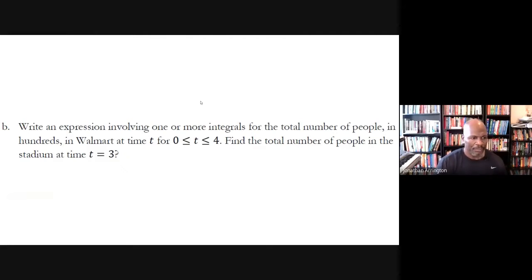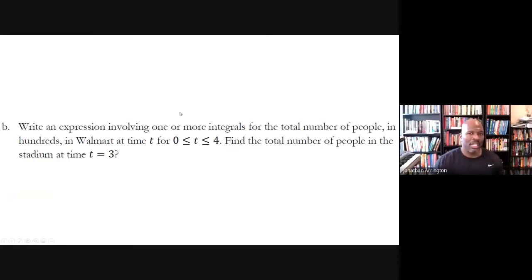Going back to the part one video, that was a video dealing with the accumulation of snow and the amount of snow melting. It asked us to find the total amount of snow at, I think it was at time t equals 2, if I remember correctly. And that's all it wanted. Well, this is asking to find the total number of people at time t equals 3. But in addition to that, it's asking me to write an expression.